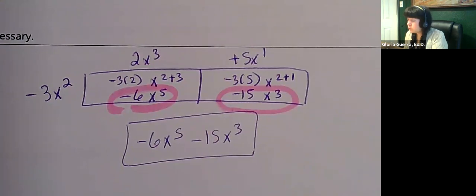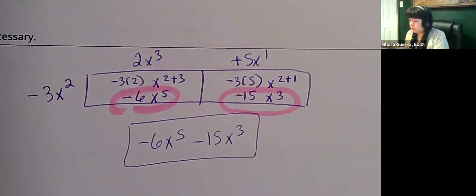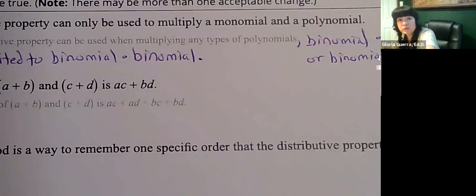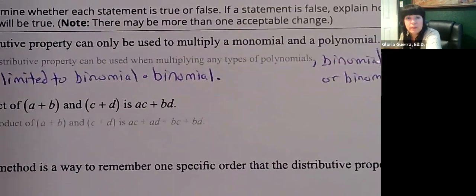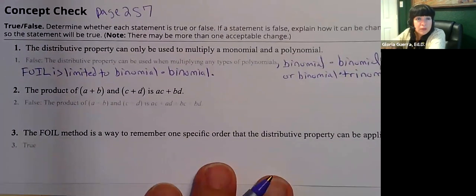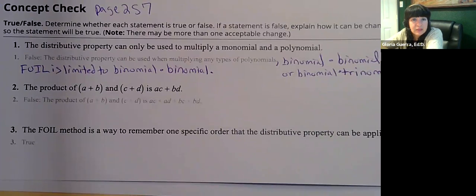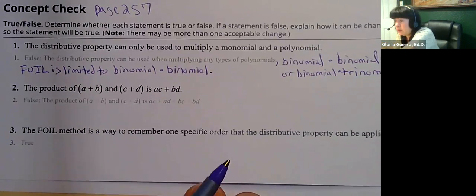All right. So you can freeze it if you need to pause it, but I'm going to go back to this true and false. Okay. All right. Number 2, the product of A plus B and C plus D is A times C plus B times D, and they're saying that's false. They're saying that the product of A plus B and C plus D is equal to A times C. So I can make that bigger.